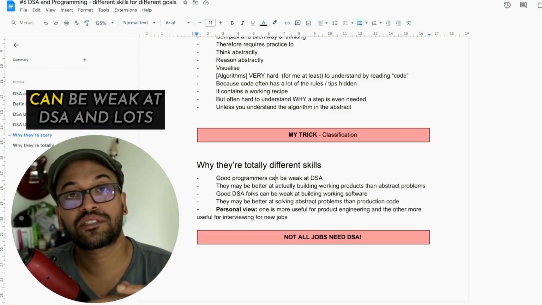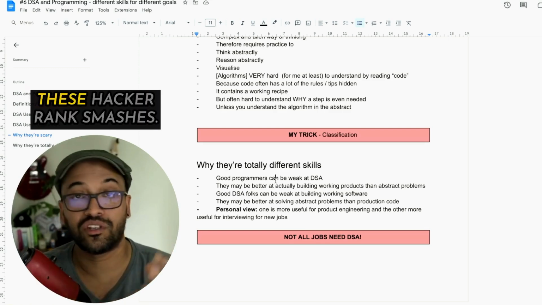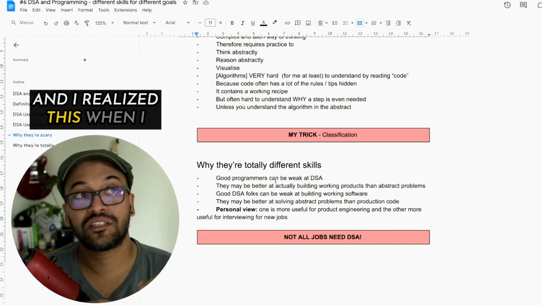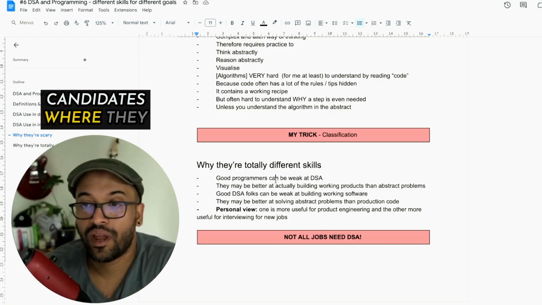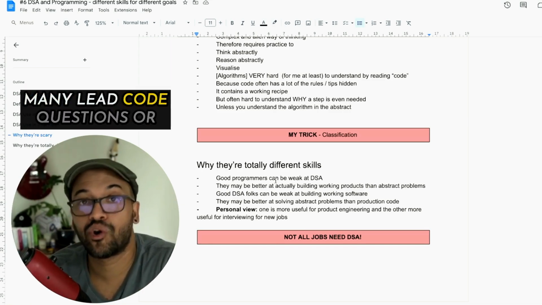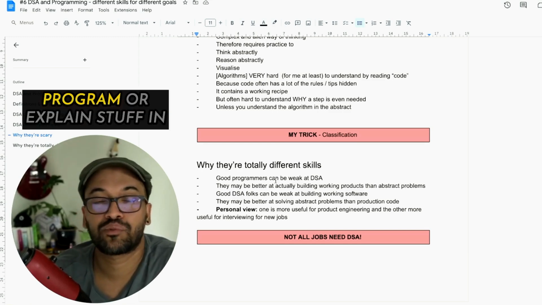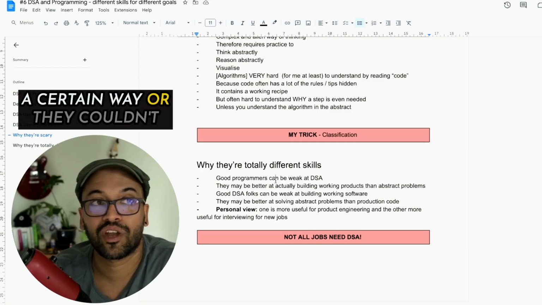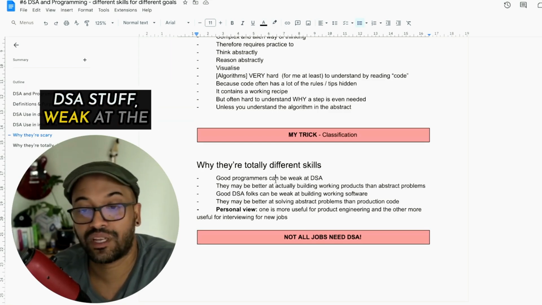Lots of programmers can be weak at DSA, and lots of people are really good at what's known as competitive programming, or these HackerRank smashers. And I realized this when I was on the interviewing side. At Google, for example, I interviewed a lot of candidates who were super good at DSA stuff. They'd cracked the problem because they'd done so many LeetCode questions or whatever it is. They really understood the problem well, but they couldn't actually program or explain stuff in a certain way, or they couldn't solve real life problems in a certain way.